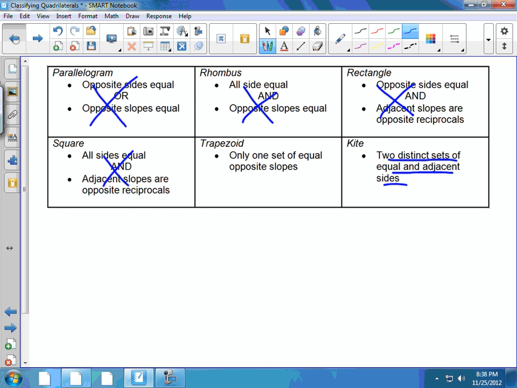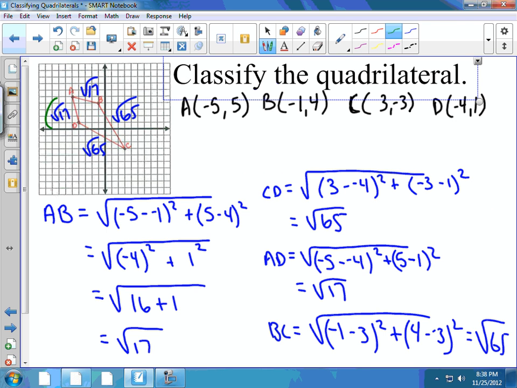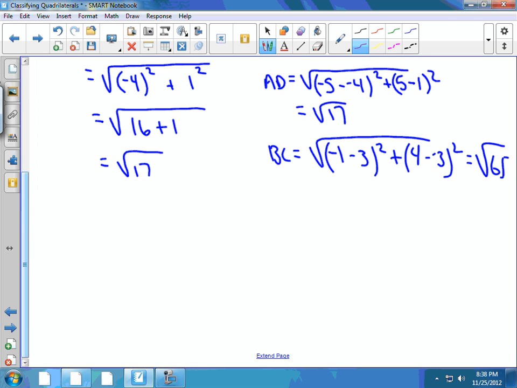When you take a look, square root of 17 is next to square root of 17, and square root of 65 is next to square root of 65. So therefore, ABCD is a kite.